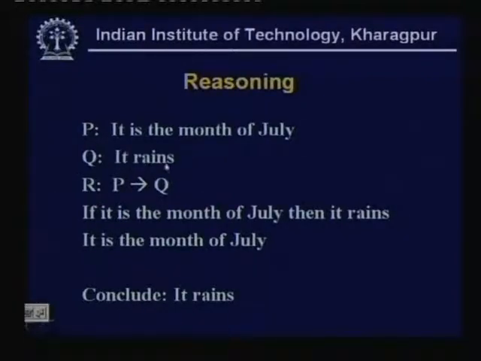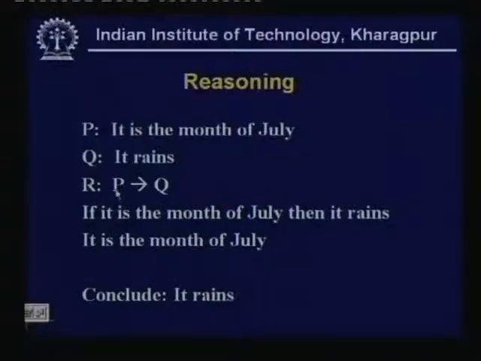okay, and there is another proposition, it rains. Okay. Now, there is a rule that is told that P implies Q, that means if it is the month of July, then it rains. This is the statement. Now another statement is given, it is the month of July. That means P is told. Then what can you infer? Using your common sense, you can say that you can conclude that it rains, right? Now how do we do it? What was the mechanism that went behind this?